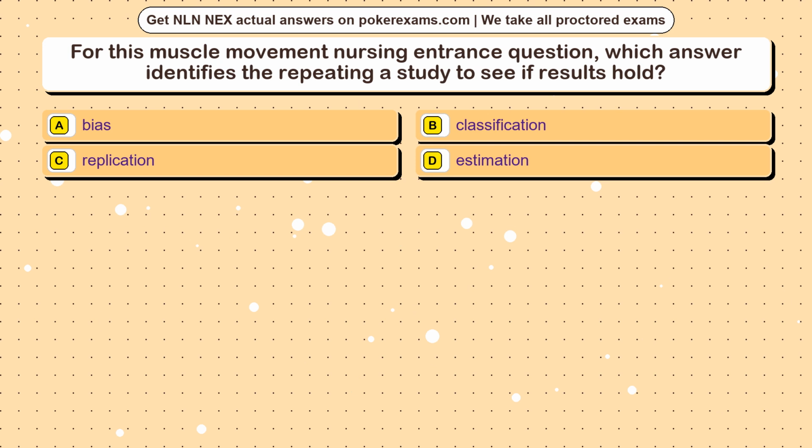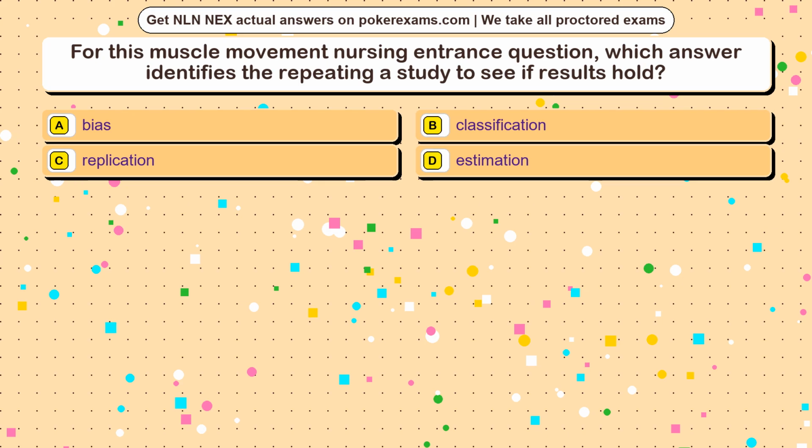Question 13. For this muscle movement nursing entrance question, which answer identifies the repeating a study to see if results hold? Option A, bias. Option B, classification. Option C, replication. Option D, estimation.